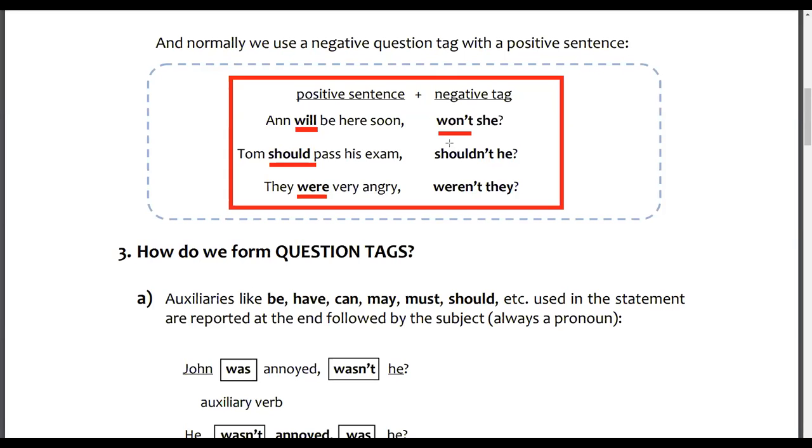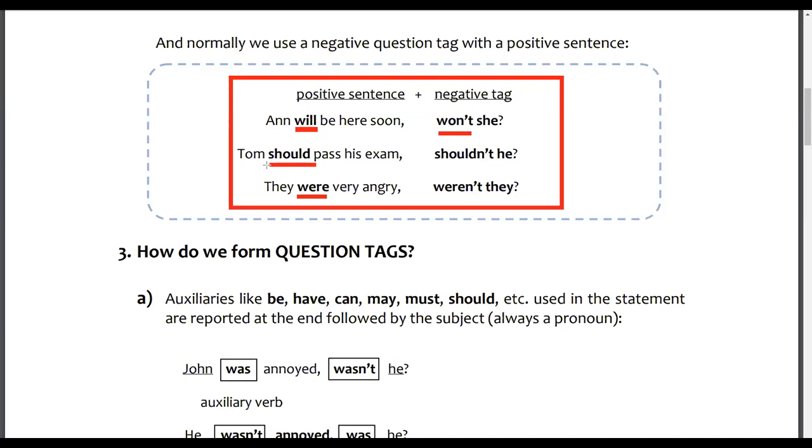Won't she? Yes. Remember, that would be for Spanish, Ana estará aquí pronto, ¿verdad? Ana estará aquí pronto, ¿cierto? Ana estará aquí pronto, ¿no? Ana estará aquí pronto, ¿no ve? All right, so that is the way we do this, and that's, let's say, the way we do it in Spanish.